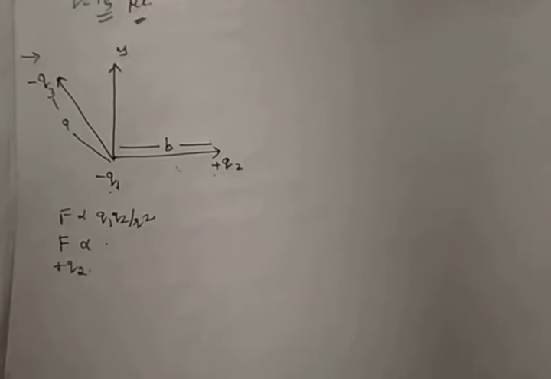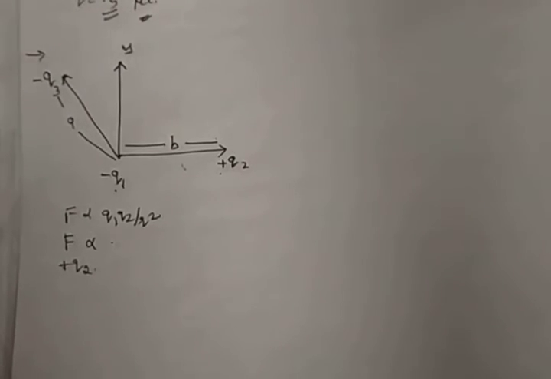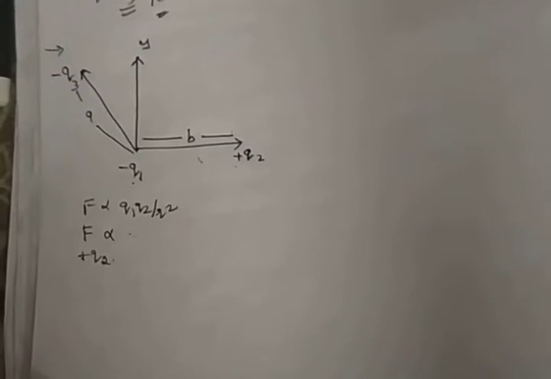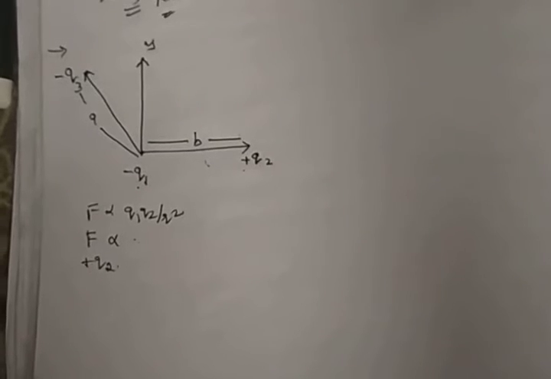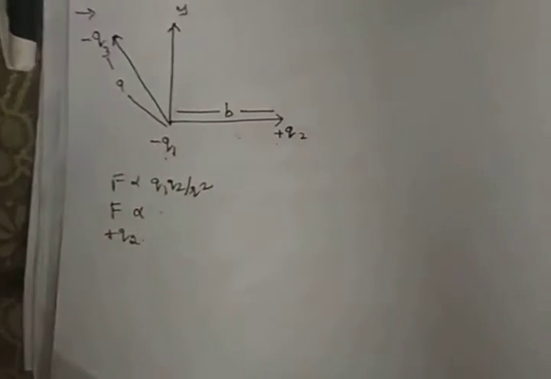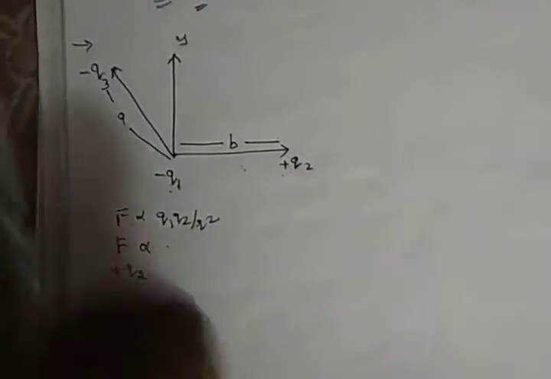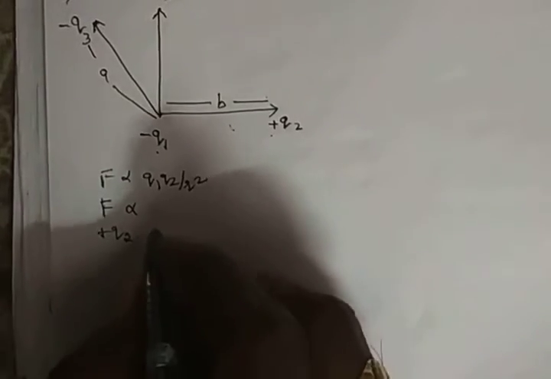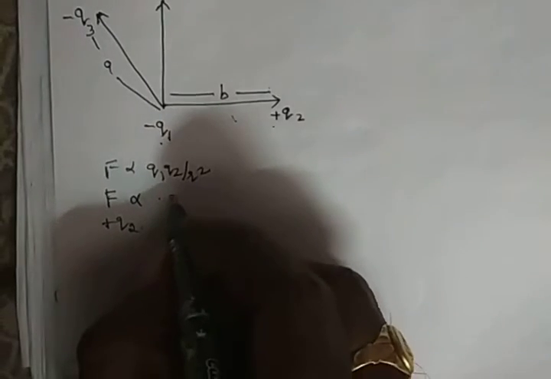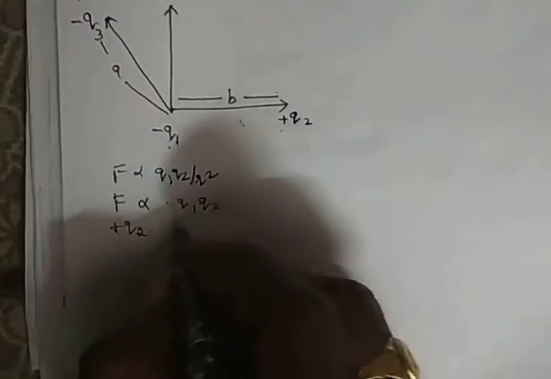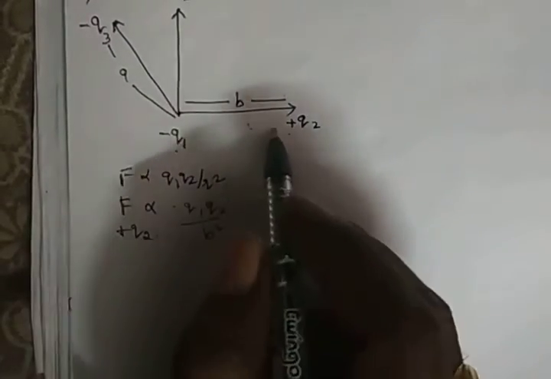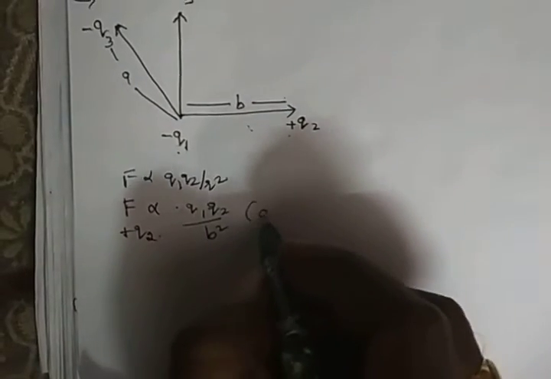Okay, now the force. We know the force between two charges is proportional to the product of their charges and inversely proportional to the square of the distance between them. Okay, now let us consider the first portion, which is F is proportional to, what is the force between Q1 and Q2? The force between Q1 and Q2 is proportional to Q1 Q2 by b square. So here between these two, what happens? There exists a force of attraction.